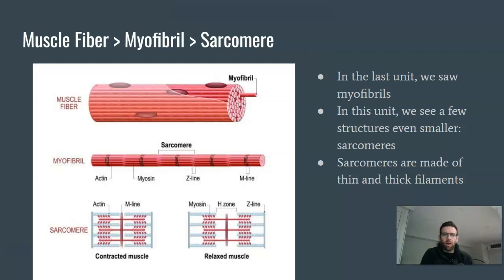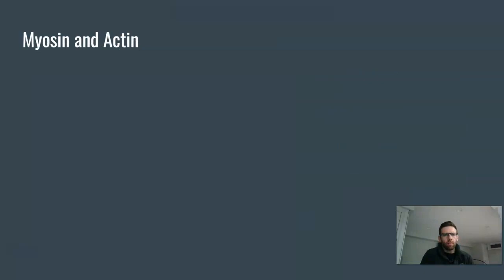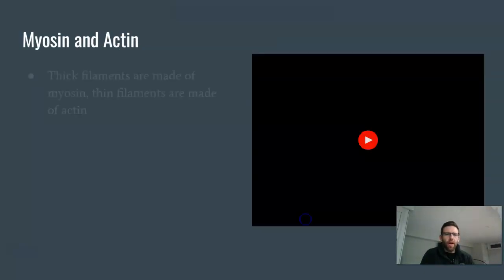The sarcomere is made of thick and thin filaments. So if you look closely at this picture, the red lines here are what we call thick filaments, and the blue ones are what we call thin filaments. I'll tell you what those things are made of specifically on the next slide. So those are made of myosin and actin.